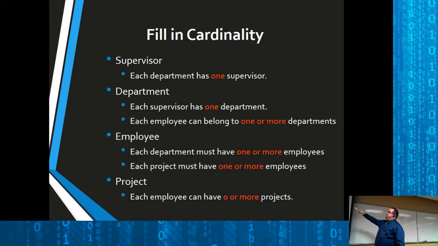A supervisor, the paragraph said, each department has one supervisor. Each supervisor has one department. Each employee can belong to one or more departments. Each department must have at least one or more employees. So based on the paragraph, you cannot have a department unless you have an employee in that department. That's what the paragraph said.